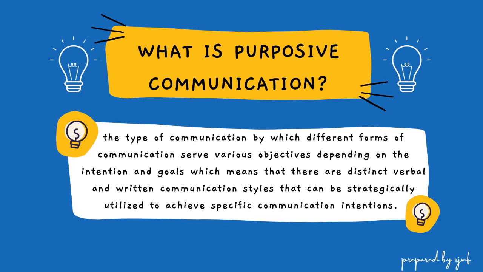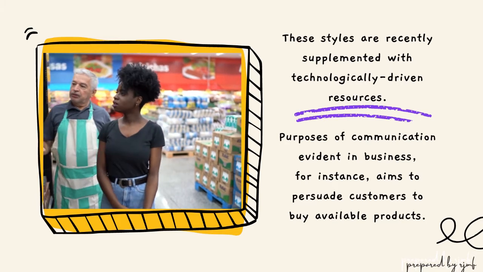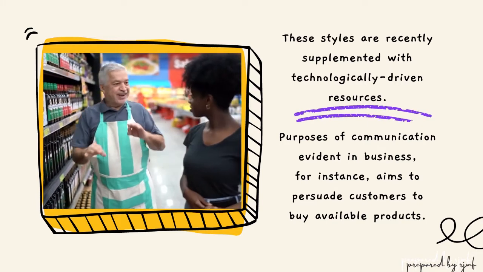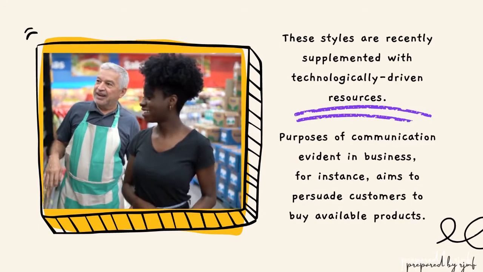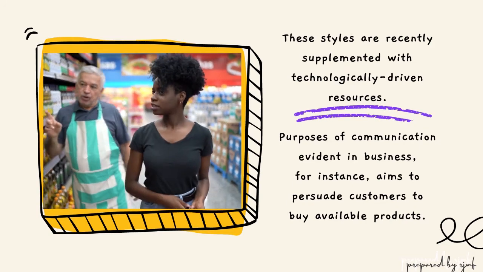Now, what is purposive communication? Purposive communication is simply the type of communication by which different forms of communication serve various objectives depending on the intention and goals, which means that there are distinct verbal and written communication styles that can be strategically utilized to achieve specific communication intentions. These styles are recently supplemented with technologically driven resources. Purposes of communication evident in business, for instance, aims to persuade customers to buy available products. In this video, you will see a seller discussing its product to the consumer.